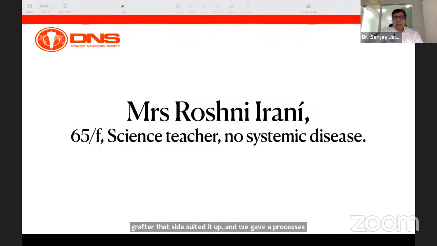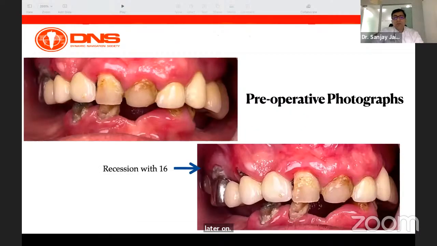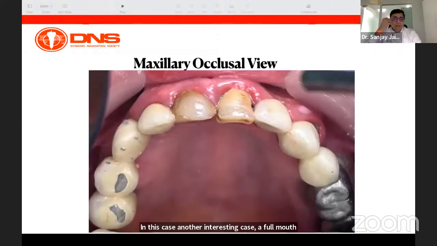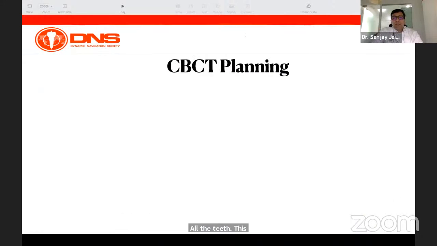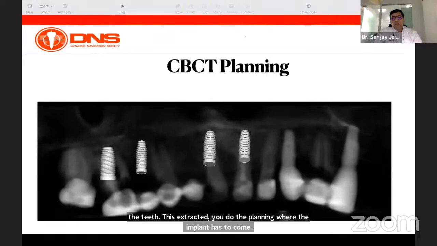Another interesting case, a full mouth. That's how we went with navigation, pre-operative. All the teeth were to be extracted. We did a planning of where the implants have to come. She already had 2 existing implants in her upper left side. So we thought of placing 4 more and joining all of this together.